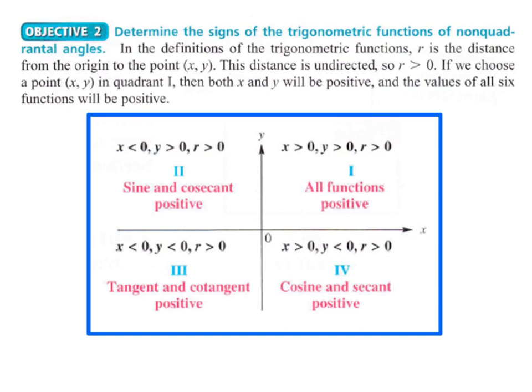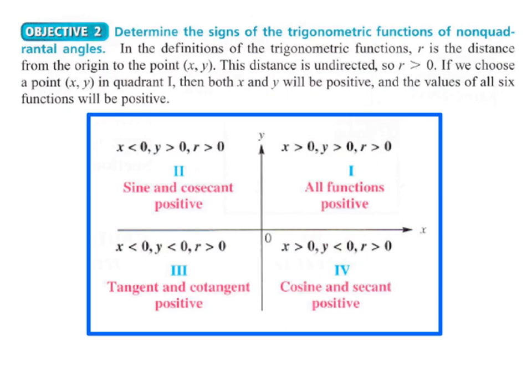So the only things that can change signs are the x's and the y's. And of course the x's are positive on the right side, and the y's are positive on the top. And then they're both negative in the third quadrant. So as long as you can remember that, which should be fairly simple, then it's just a matter of remembering your trig functions and what they're based on.